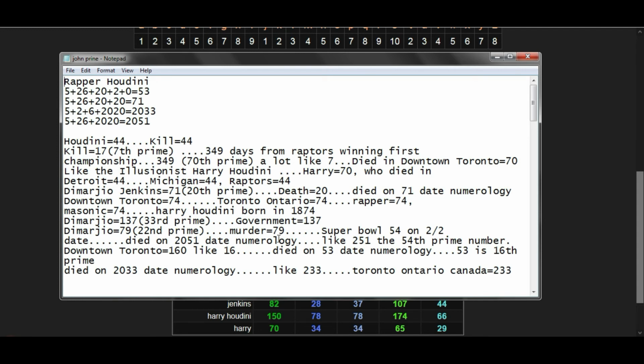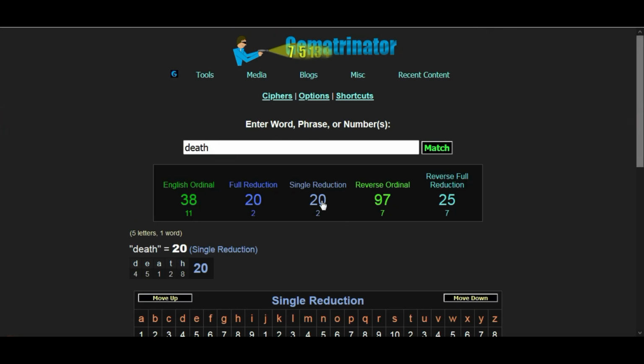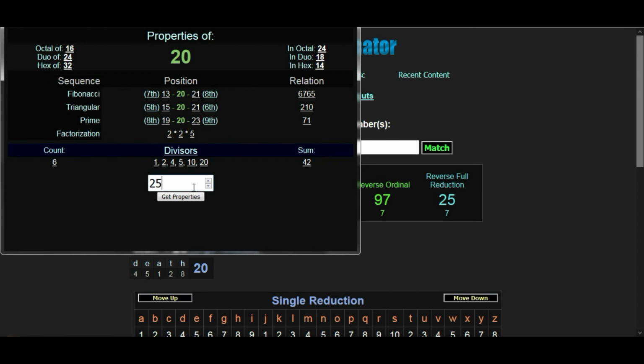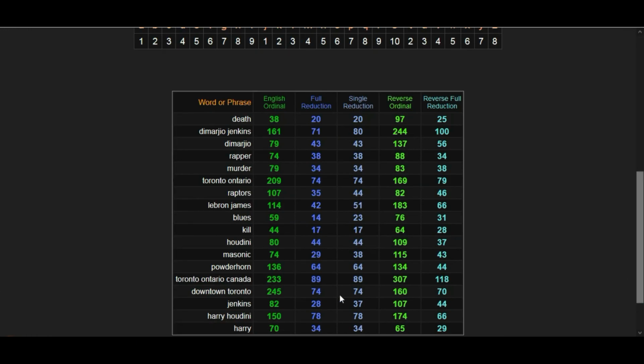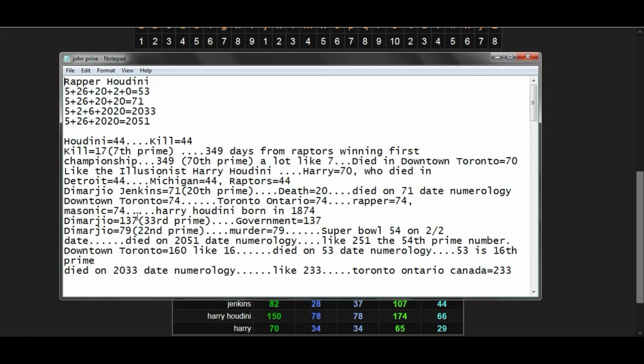Also, notice the 251. The 251 date numerology. The numerology he died, 5 plus 26, May 26, 526 plus 2020 equals 2051. Just like 251. If you take out the 0, 251 is the 54th prime number. The 54th prime number. And notice this. Notice the 79s that I just went over with the murder. 79, his first name 79. 79 is the 22nd prime number. And notice Super Bowl 54, which is just like the 251 when he died, was on 2/2, February 2nd. Could have been a ritual for the Super Bowl.